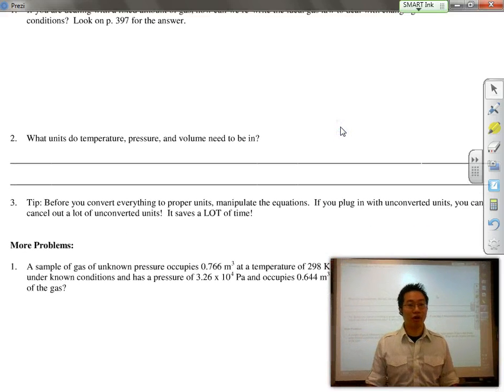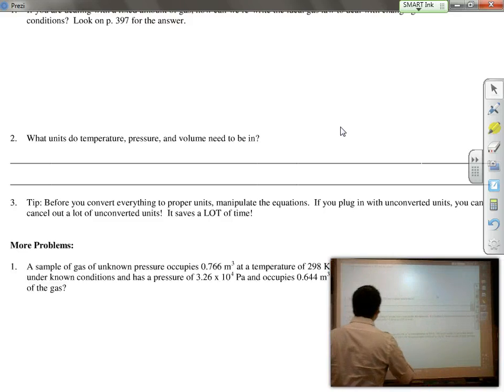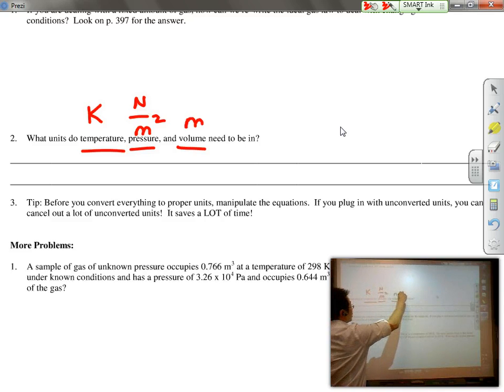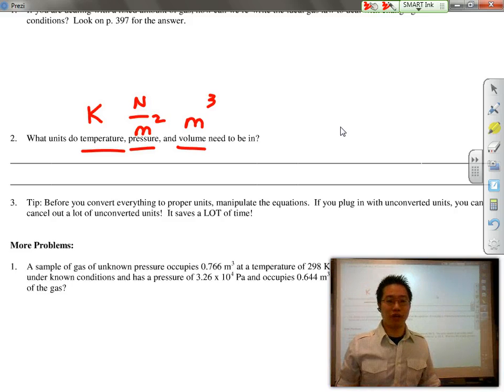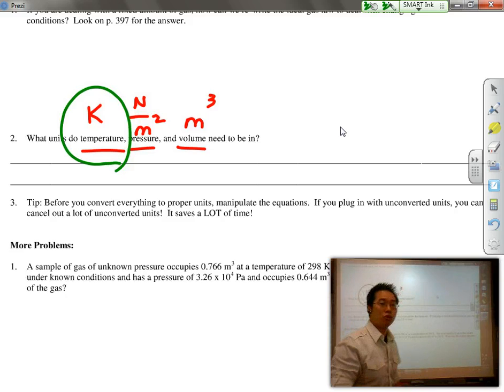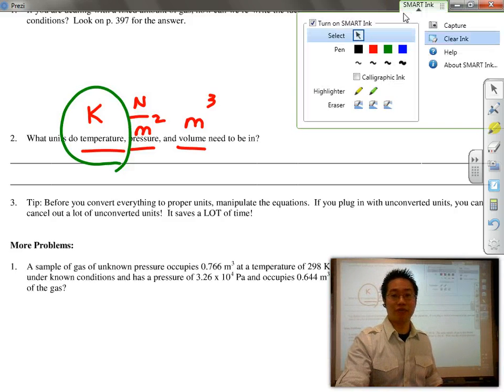Remember, however, that if you are going to do this mathematically, you have to use the proper units. Temperature must be in Kelvin, pressure must be in newtons per meter squared or pascals, and volume should be in meters cubed. Now, in reality, if you don't convert pressure or volume, it's not that big of a deal because those units are going to cancel out anyway. But temperature is the most important one. No matter what, temperature must always be in Kelvin. Okay, and make sure you convert before you plug into the equation itself.